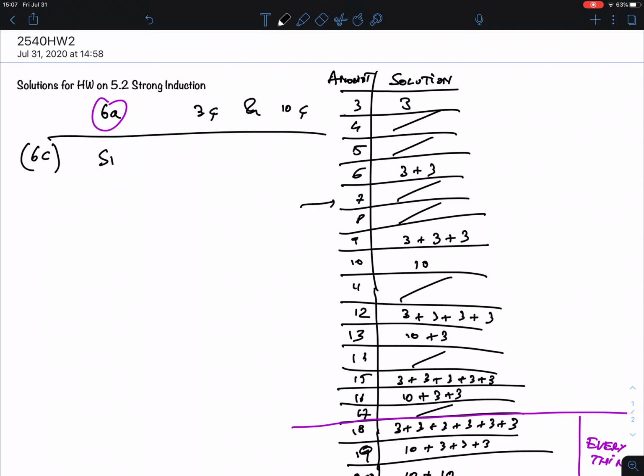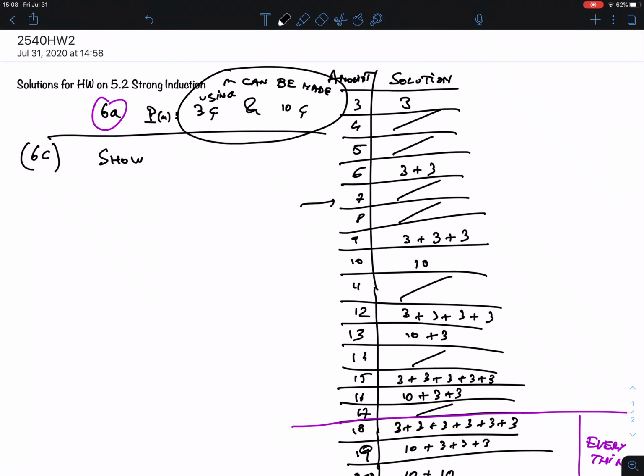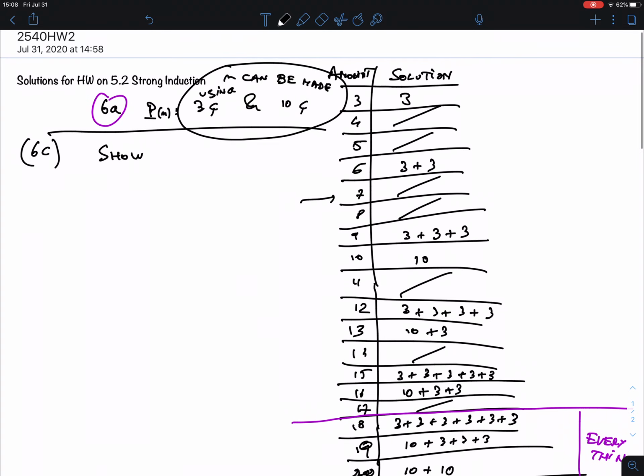Okay. So P is the proposition that you can pay. I'm going to make it a little bit using these two guys. Pn is: n can be made using 3 and 3. That's the statement. I mean, we all know what it is, right? So show that Pn holds for all n at least 18. That's the claim, the purple claim that I was making down there.